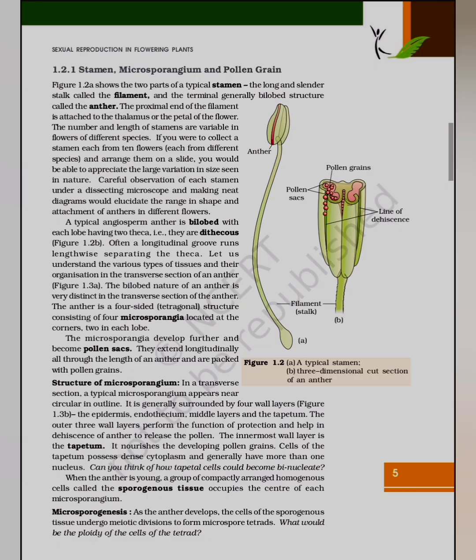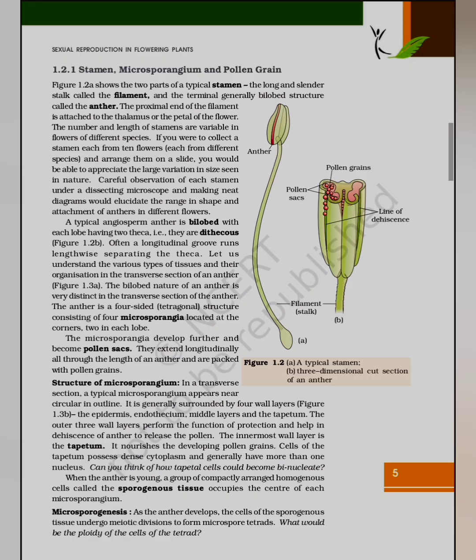Structure of microsporangium. In a transverse section, a typical microsporangium appears near circular in outline. It is generally surrounded by 4 wall layers, Figure 1.3b: the epidermis, endothecium, middle layers, and the tapetum. The outer three wall layers perform the function of protection and help in dehiscence of anther to release the pollen. The innermost wall layer is the tapetum. It nourishes the developing pollen grains. Cells of the tapetum possess dense cytoplasm and generally have more than one nucleus. Can you think of how tapetal cells could become binucleated?